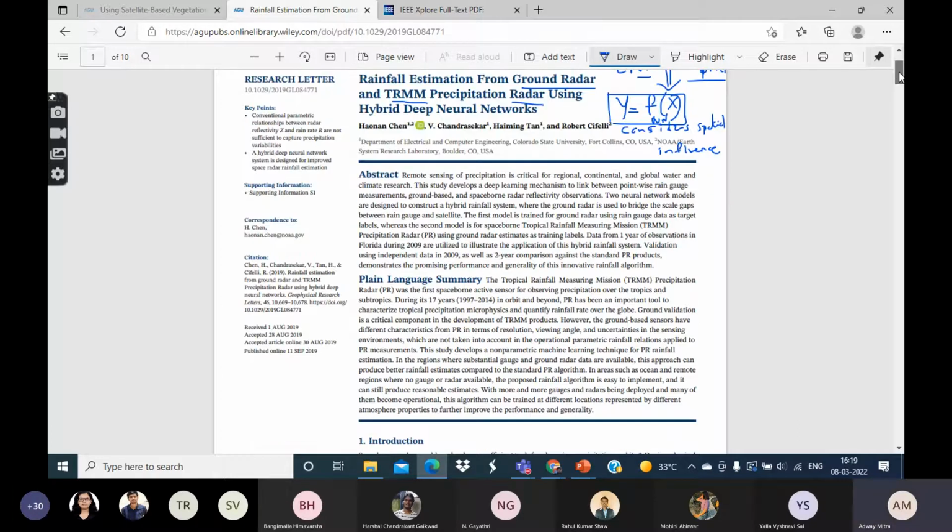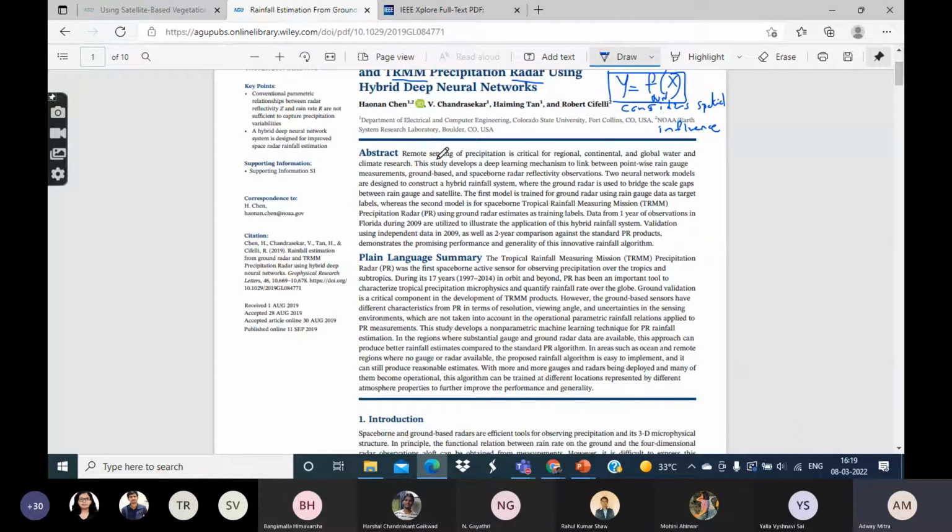So let us see what this paper is saying. Remote sensing of precipitation is critical for regional, continental and global water and climatic research. That goes without saying. This study develops a deep learning mechanism to link between point-wise rain gauge measurements, ground-based and spaceborne radar reflectivity observations. Two neural network models are designed to construct a hybrid rainfall system where the ground radar is used to bridge the scale gaps between rain gauge and satellites.